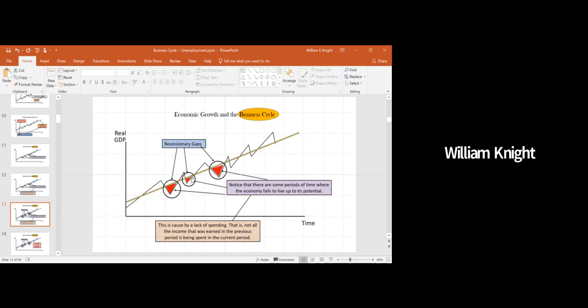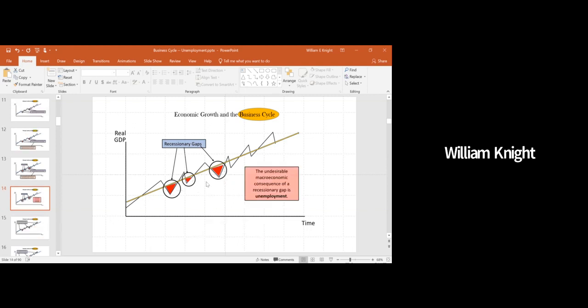Now, technically speaking, a recession is defined as 2 consecutive quarters of declining real GDP. Now, that may or may not be the case here. It doesn't matter if there's an actual recession in the technical definition. What matters is that the economy is going slower than it needs to, or that it has the ability to go. Now, the problem that we have, the undesirable macroeconomic consequence that results from a recessionary gap, is called unemployment.